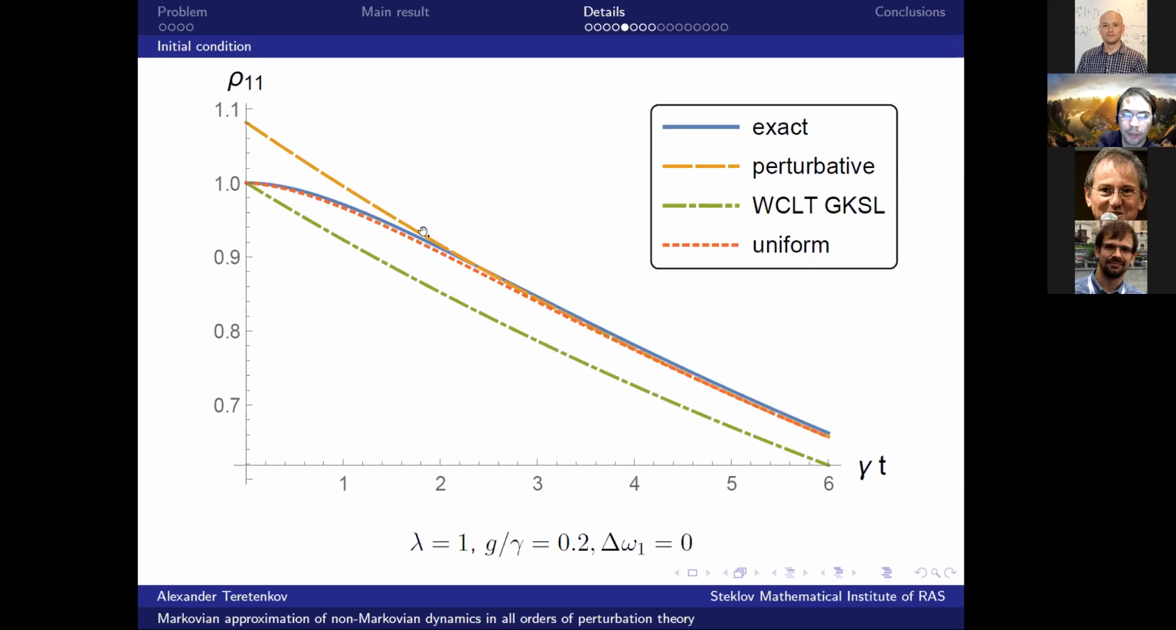And if you use one of these methods, you could just match them, as in the usual perturbation theory, there are usual methods of matching the solution in different regions, and it is possible to match this early time solution with my solution obtained in perturbation theory with Bogolubov-van Hove scaling, and then you could obtain this red uniform solution, and I think in this case it is almost perfect. It is very close to the exact one, and it is only the first correction to the zero order of perturbation theory, that is, to the usual GKSL equation.